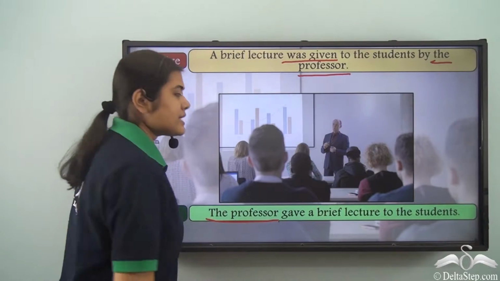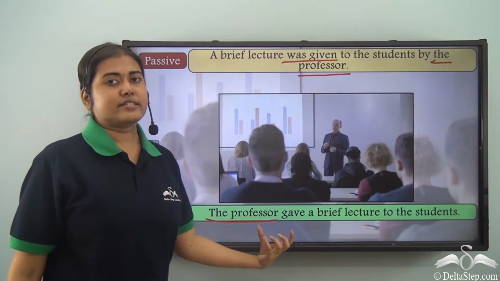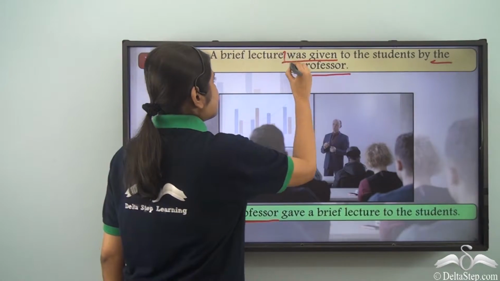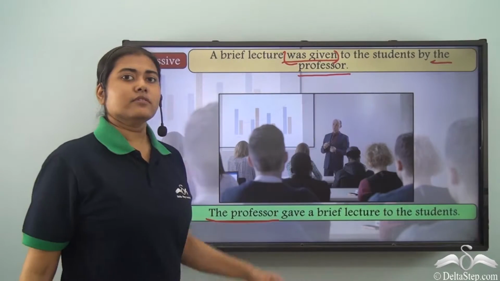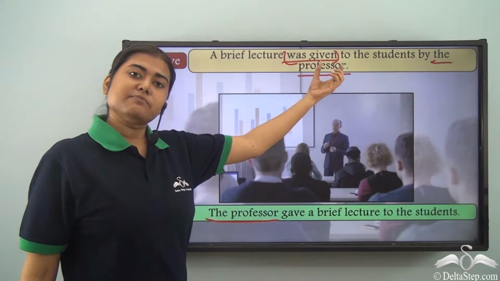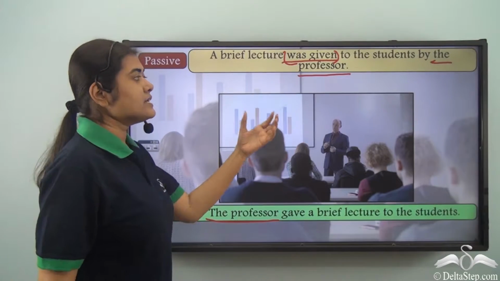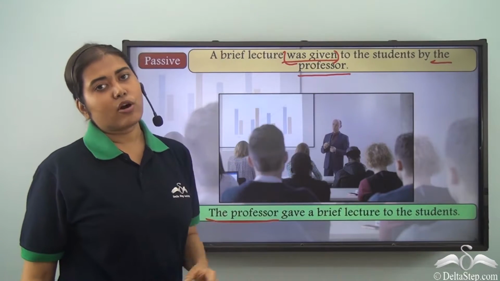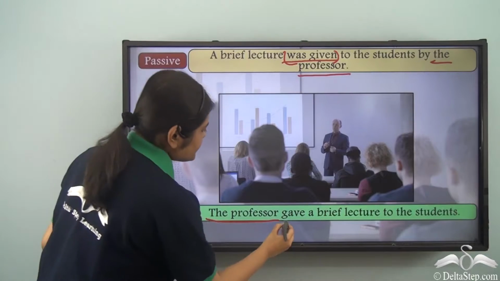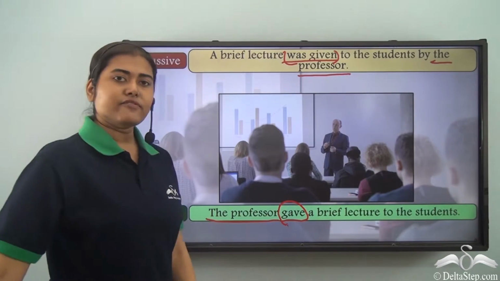So I begin my sentence with the professor. Then the verb is was given. Now given is the past participle form of the verb give and was is the past tense of the be verb. So we need a simple past tense form of the verb give, which is gave.